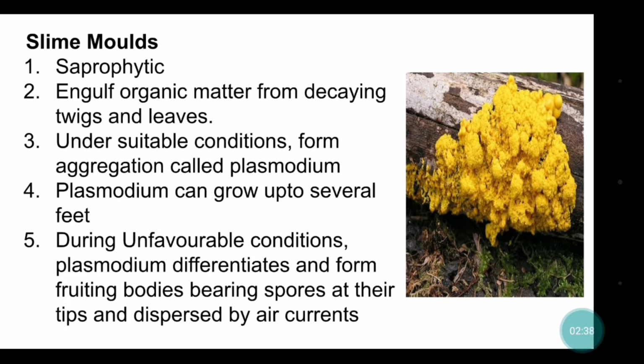Because it depends upon the nutrition that is present in that decaying twigs and leaf, it is known as saprophytic. Under suitable conditions, they form an aggregation called plasmodium. Plasmodium can grow to several feet, right? Plasmodium means cells will form an aggregation, right? They will cluster together and it will act like a plasmodium. So under unfavorable conditions, plasmodium differentiates into fruiting bodies.